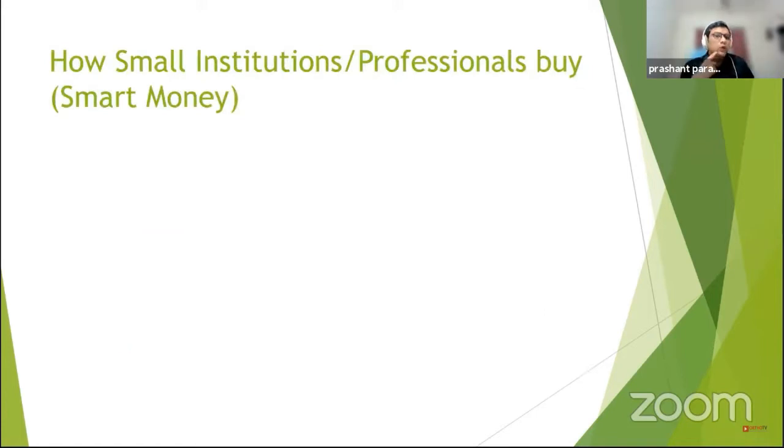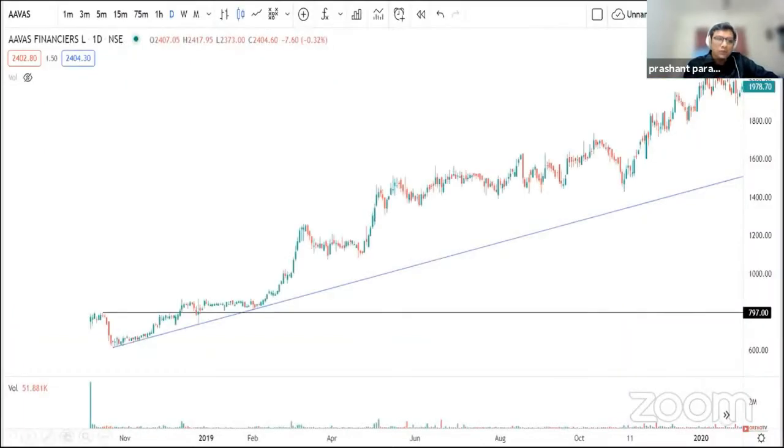Then let us see how small institutions and professionals buy. Usually they are called smart money. So there are many people who buy based on trend and they are called trend followers. They have fixed rules for deciding trend, and they buy as per trends. So we'll discuss this chart. This was a big buying in the IPO of Awas, and after a few days of consolidation, stock prices went down.